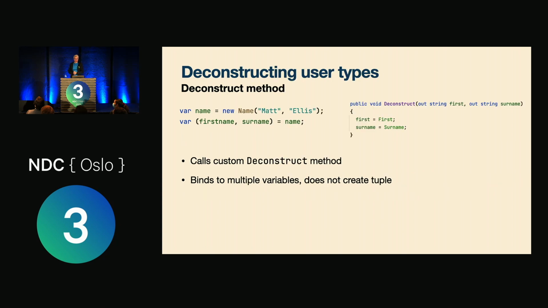I can do the same with user types as well. So if I've got my name type, which I'm creating there, the new instance of that, passing values into the constructor, I can then use the deconstruct method to pull those out. So it's the same syntax with the var brackets, first name and surname, 2 new variables, 1 first name, 1 surname, and that will be the deconstructed value of my name. And the compiler does this by calling the deconstruct method. It's got out variables, out parameters, and those are just assigned and populated. So again, when the compiler is done with this, we end up with 2 variables, which have got the first name and surname.